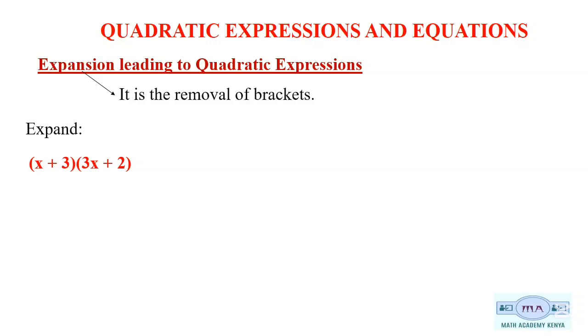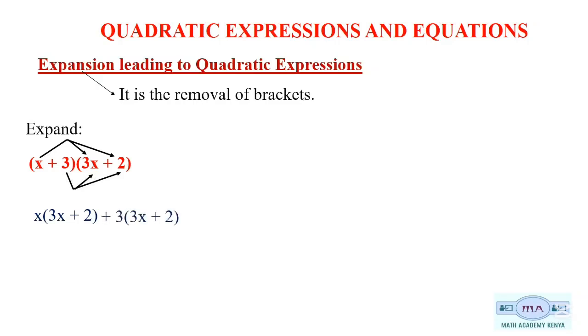So how do we remove these brackets? We use what we call the claw method, whereby the value of x is going to multiply with everything inside the second bracket. Again, when it multiplies, what do you get? x is going to multiply with everything in the second bracket, which is x into bracket 3x plus 2. Again, 3 is also going to multiply with everything inside the second bracket. And what do we end up with? We end up with 3 into bracket 3x plus 2.